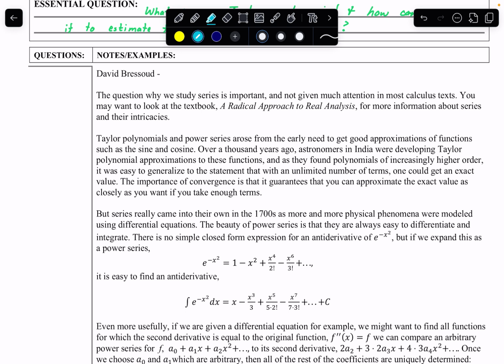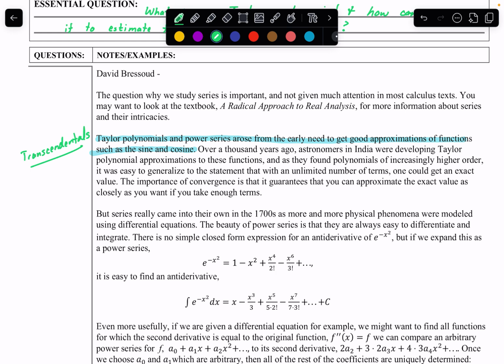Series and Taylor series and power series arose from this early need to get good approximations for functions such as sine and cosine and really transcendental functions in general. So anything that transcended the use of algebra, such as logarithms and exponentials and trig, we needed an expression for, because remember, when they were developing this math, they didn't have a calculator, they didn't have computers. So how are they going to get approximations for these values without having some sort of system in place?